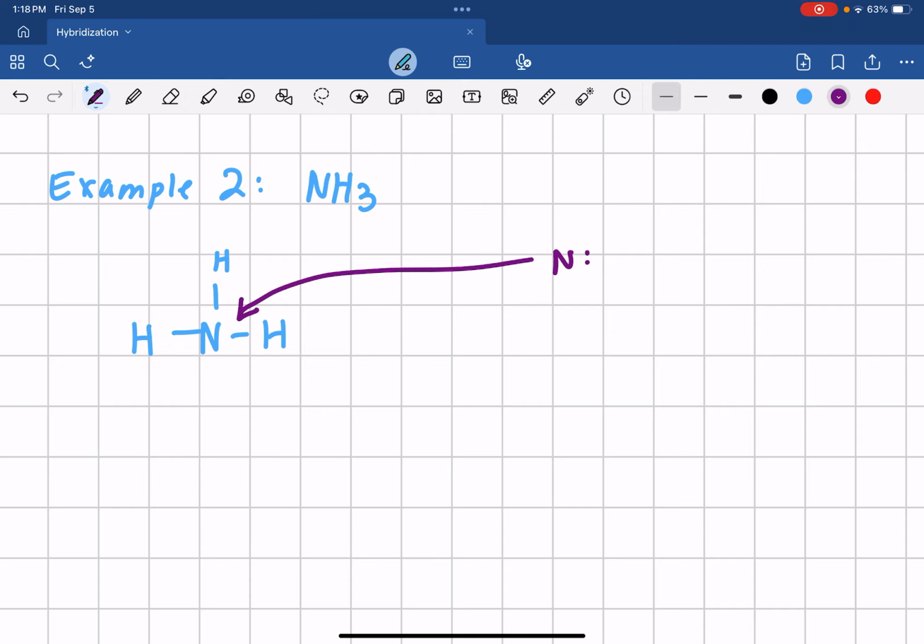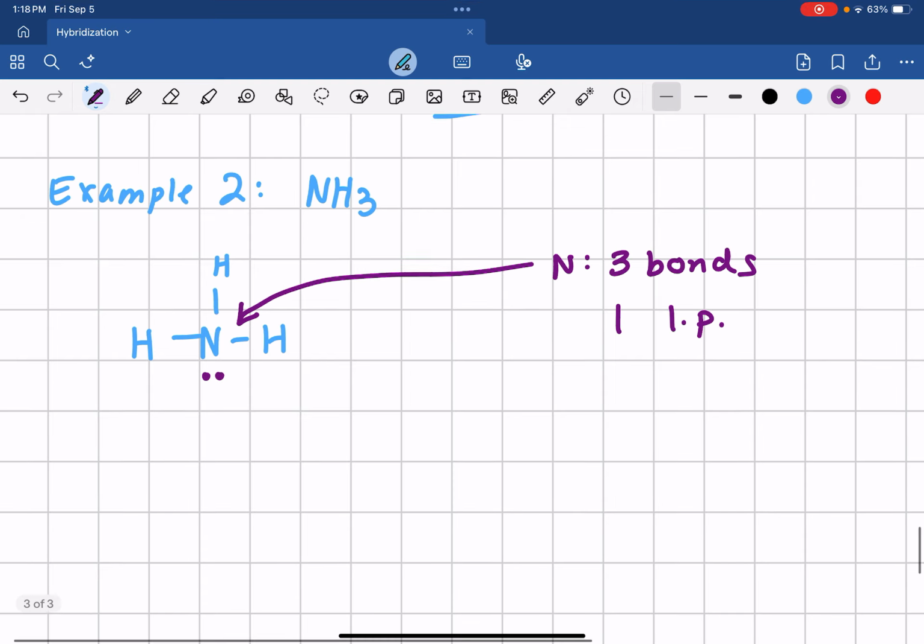Nitrogen has, and 2 lone pairs. My bad on that. Nitrogen is bonded to 3 bonds, and it is bonded to 1 lone pair.